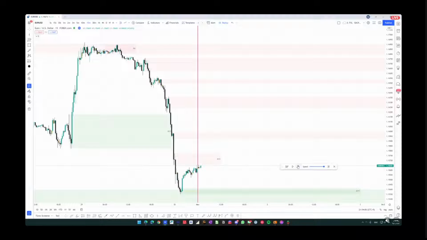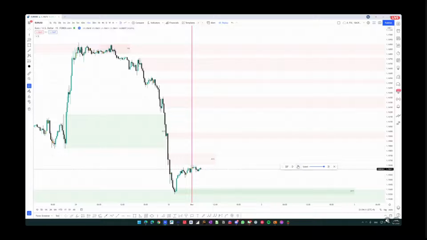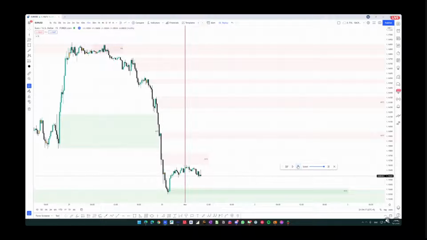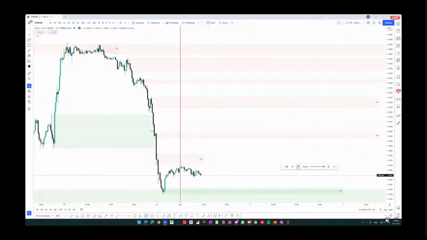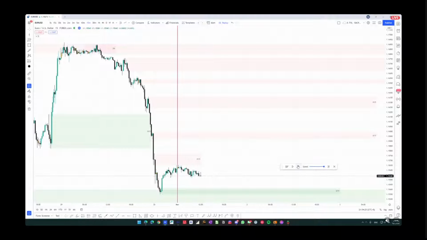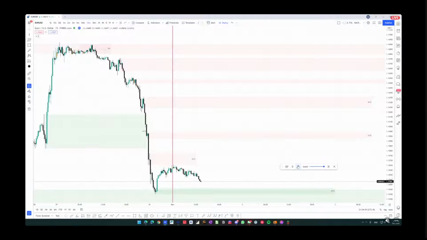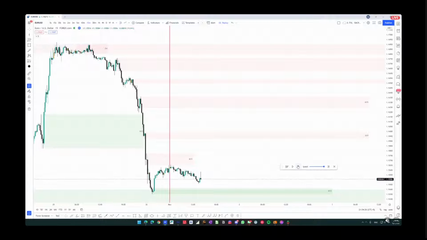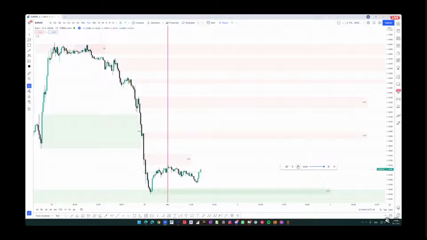So we just started Asia. So far, nothing really, starts to come down. I'm going to focus just on the 15-minute because this is how I plan to trade next week. So I'll just use this.